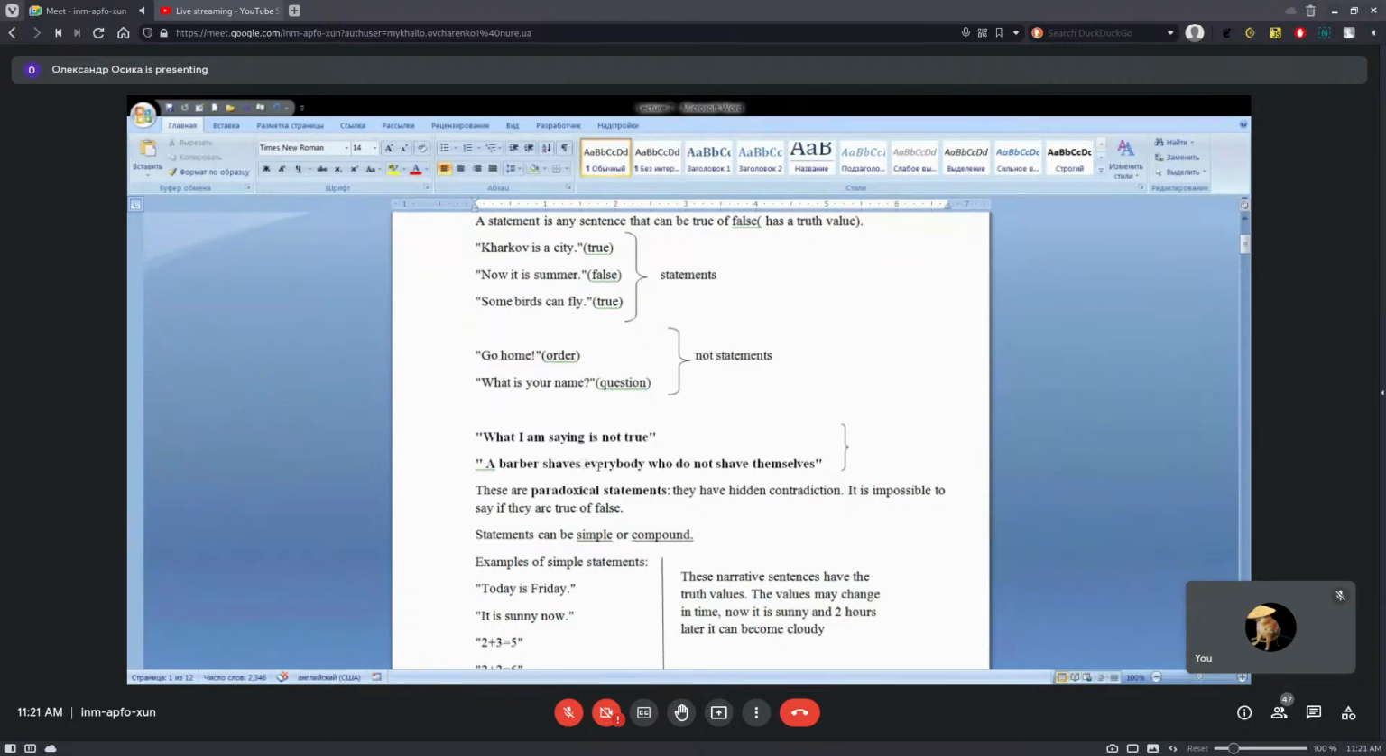A barber shaves everybody who does not shave themselves. Well, it looks like everything is fine, a narrative sentence, not a question, not an order, but still. And what does he do about himself? If he shaves himself, then this is false. If he doesn't shave himself, then he must shave himself. That's why there is a contradiction in what is said. It is paradoxical.